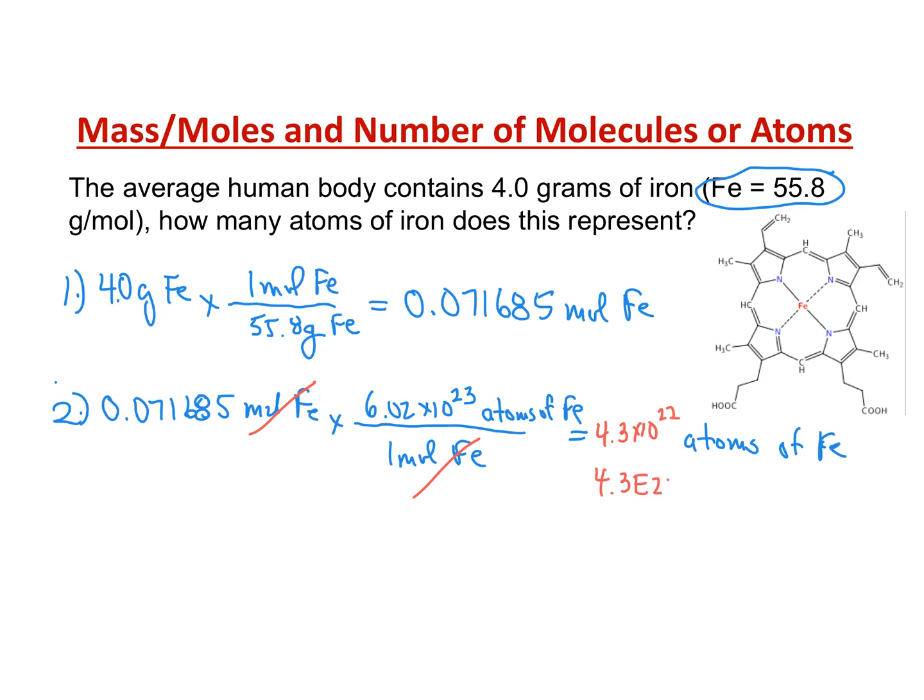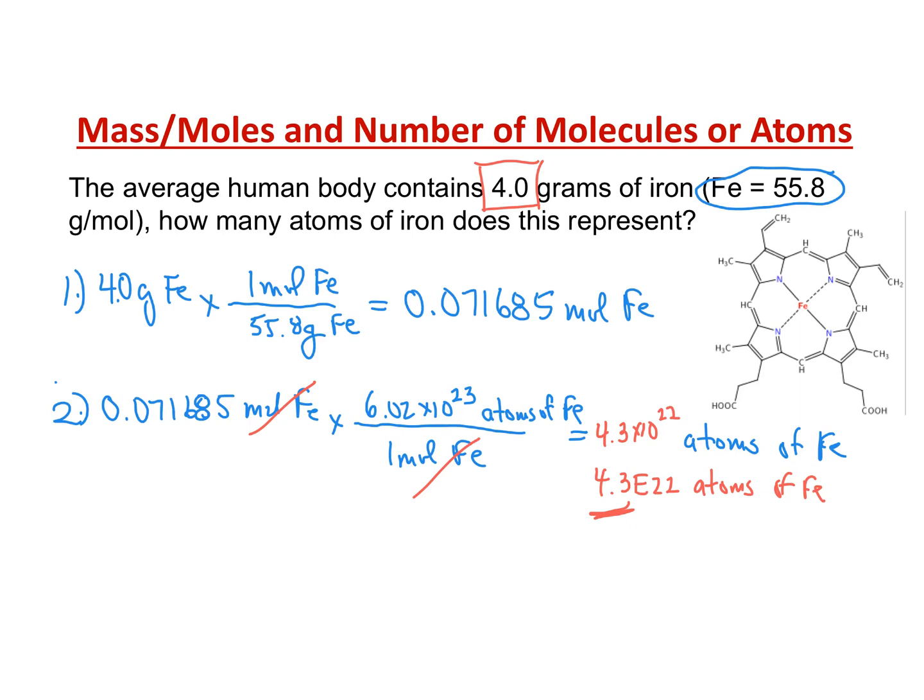4.3 E22 atoms of iron. Just looking at the initial problem, 4 grams, let's say that was the measured number because we're getting the atomic weight from the periodic table. So we're going to say that's defined or a given number. So 4 grams has 2 significant figures as represented. So I'm going to report 2 significant figures in the final answer of 4.3 e to the 22 atoms of iron in that sample.